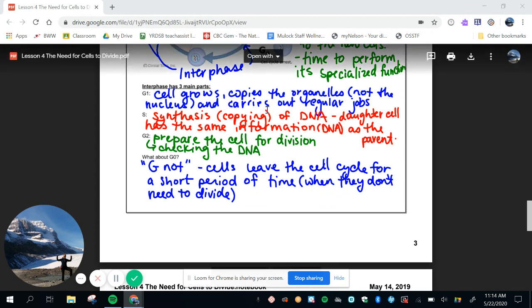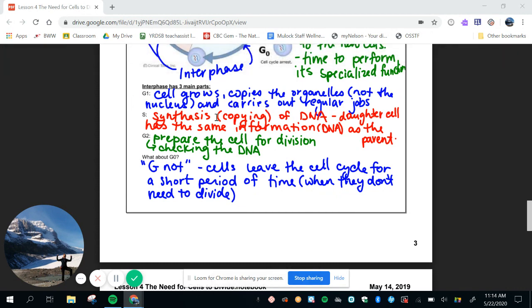S phase stands for synthesis. And what it's synthesizing is DNA. So the original cell that you start off with needs to make a complete whole copy of that DNA in order to share that with the next cell. And I mentioned right here, it's sharing it with what we call the daughter cell. So daughter cell just means, when the cell splits, it's going to have sort of the original and then it will have the daughter or the offspring cell.